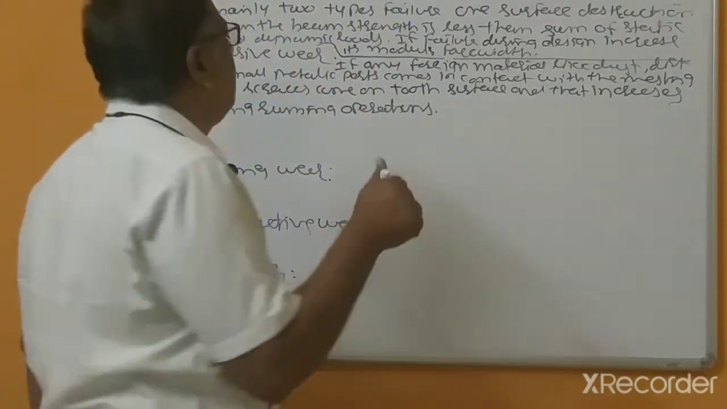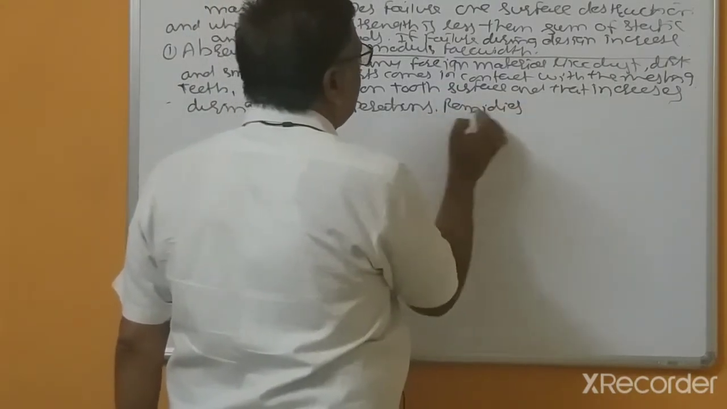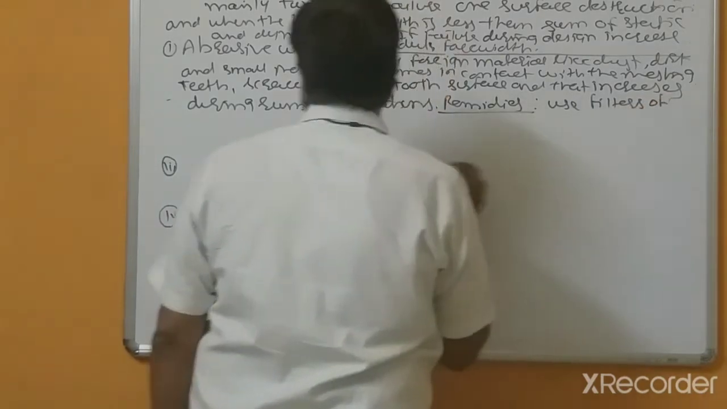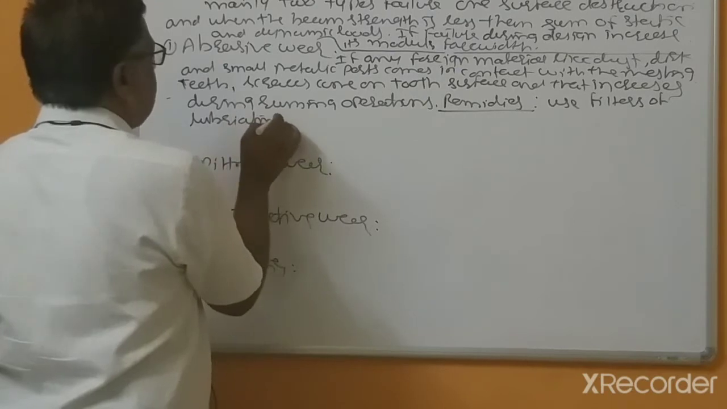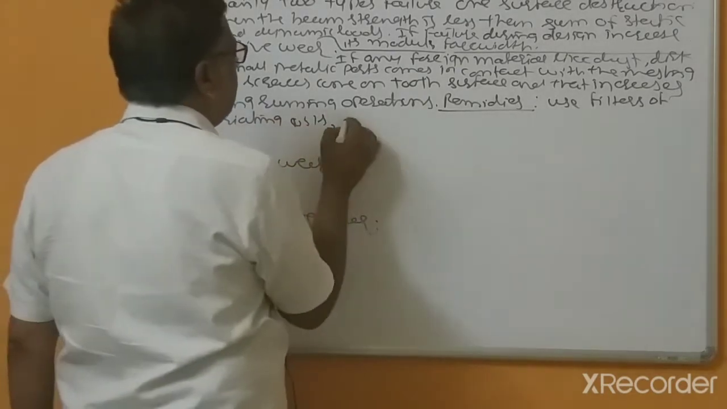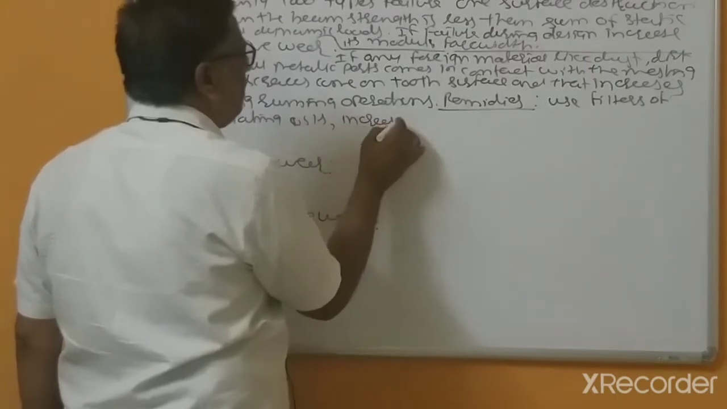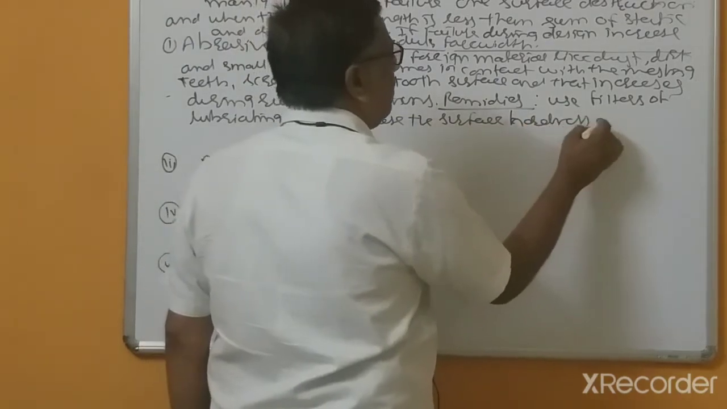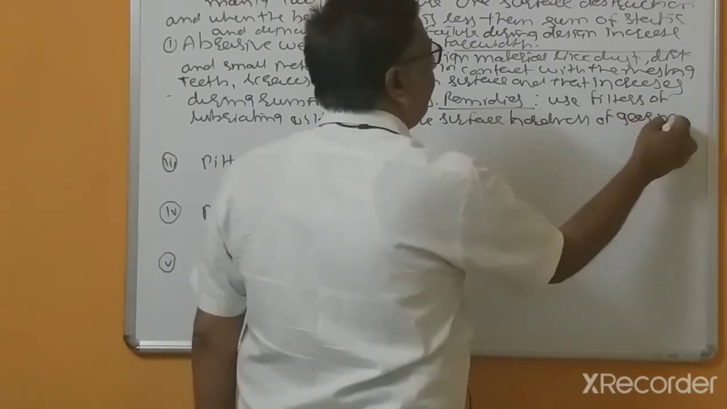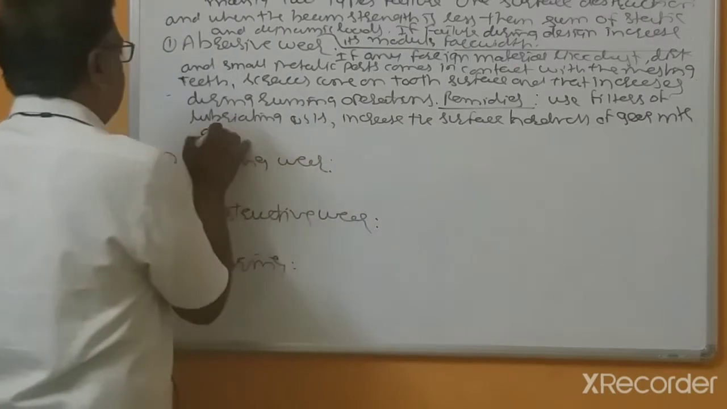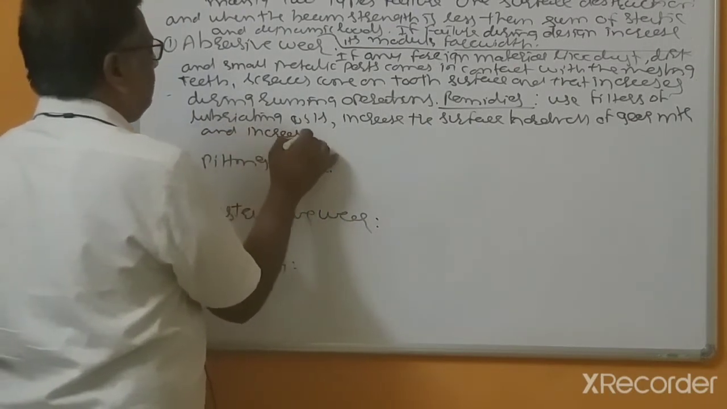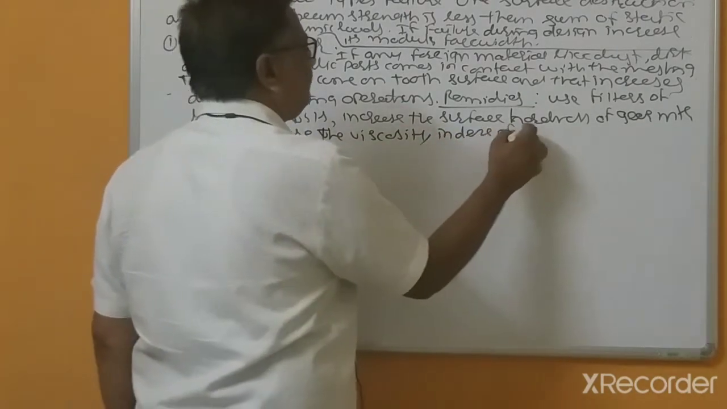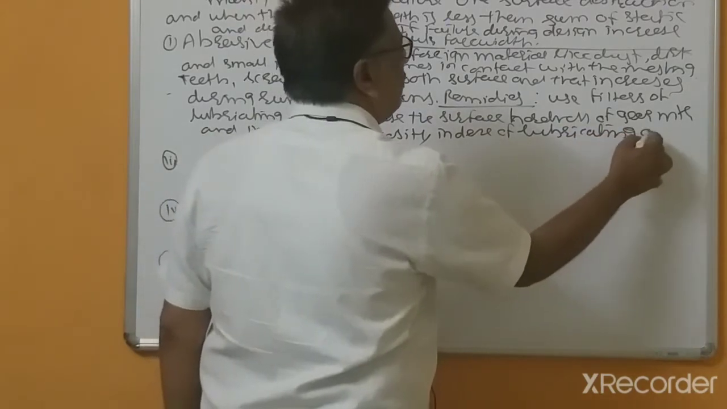So what are the remedies to avoid such types of wear? Use filtered lubricating oils, use filters if possible, increase the surface hardness of the gear material, the surface material, and increase the viscosity index of the lubricating oils.